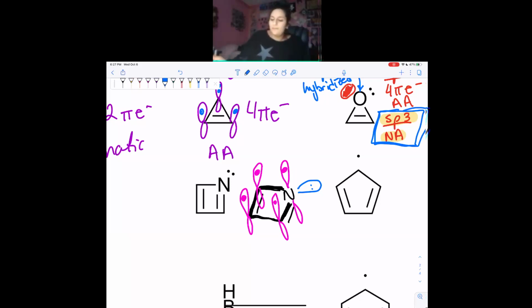So this would be cyclic, planar, fully conjugated, and it would have 1, 2, 3, 4 pi electrons. So that would be what? Would that be aromatic or anti-aromatic? Anti-aromatic, cool.